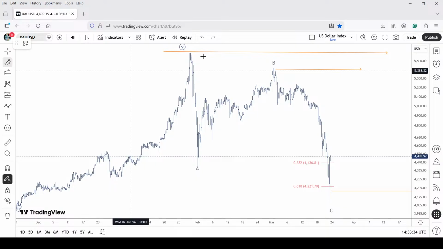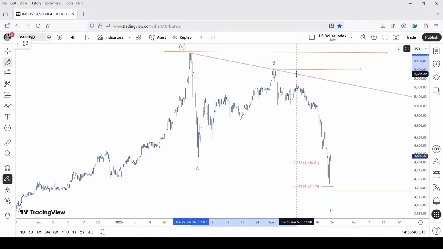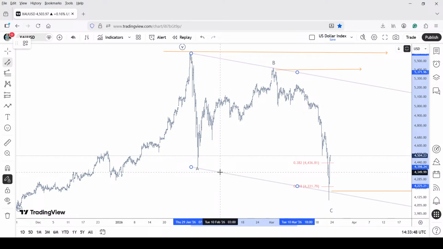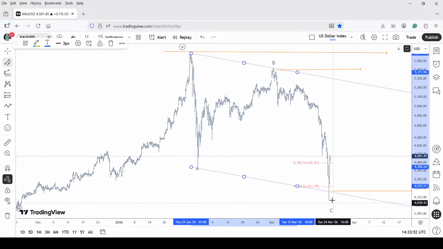Now, the only good thing that suggests that could be a bottom in place is that if you do the channeling and push through the low of A, then we already see an underthrow here and then a huge reversal.